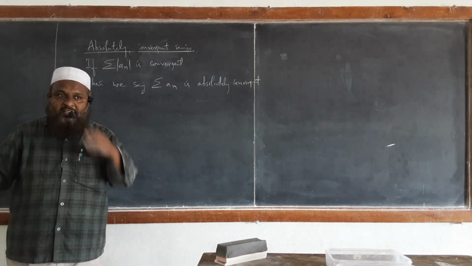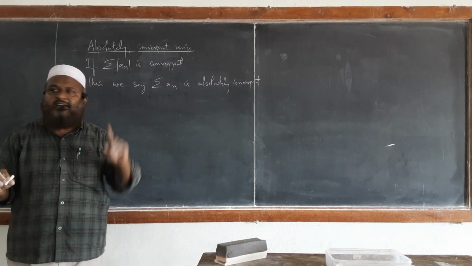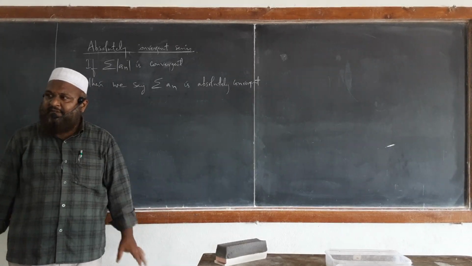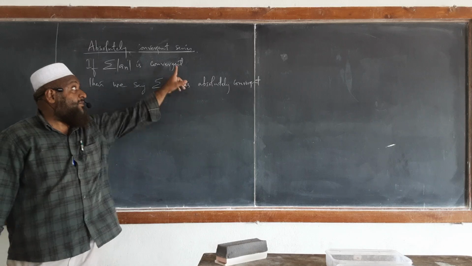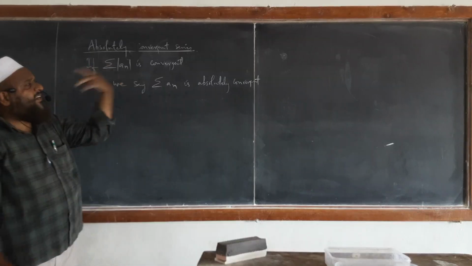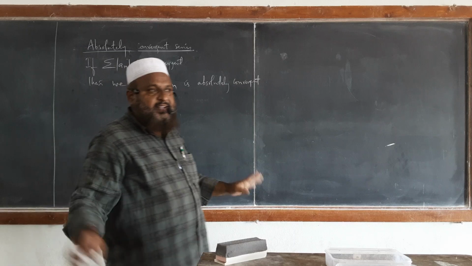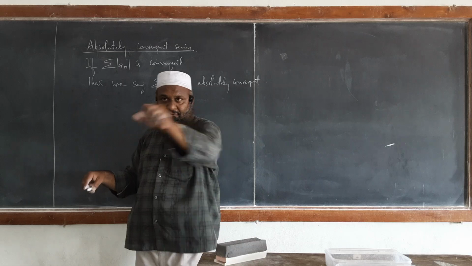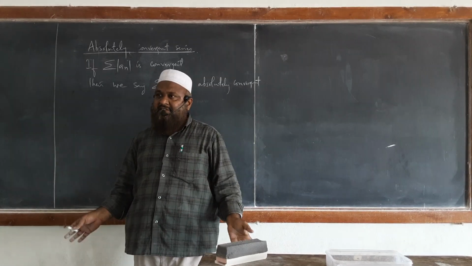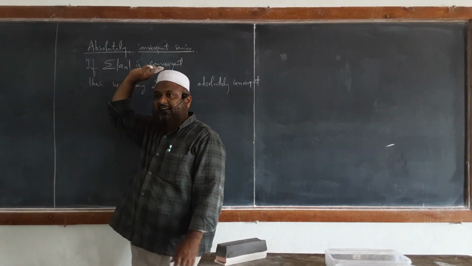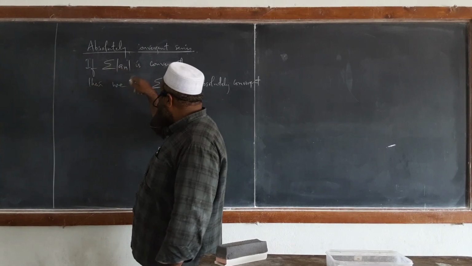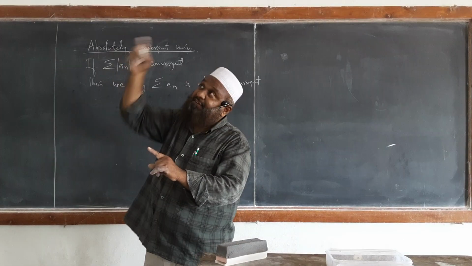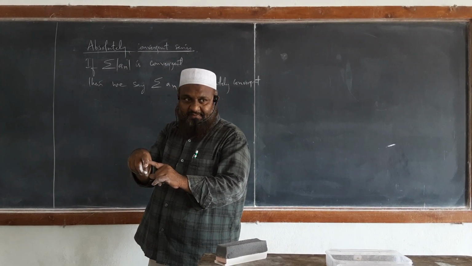Because of that help from the theorem, what is the best working style if an alternating series is given? First you apply mod. If sigma mod an becomes convergent, then directly declare it is absolutely convergent and stop. The matter ends. So first apply mod, means remove the alternating factor, and check it. If it is coming convergent, declare that it is absolutely convergent. Suppose mod an is coming divergent, then you have to check sigma an how it is. If it is convergent and mod is divergent, then conditionally convergent.